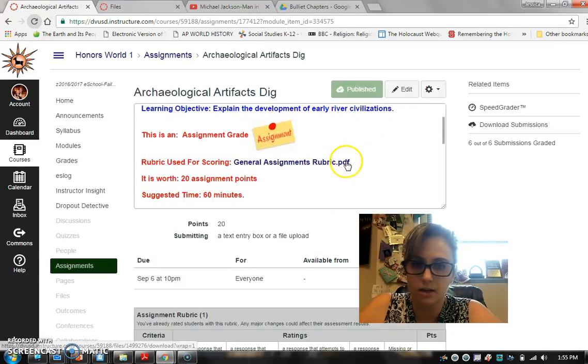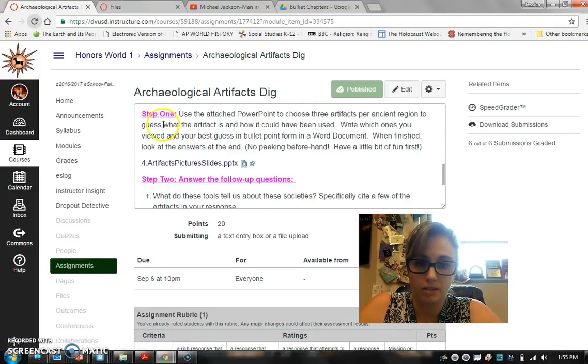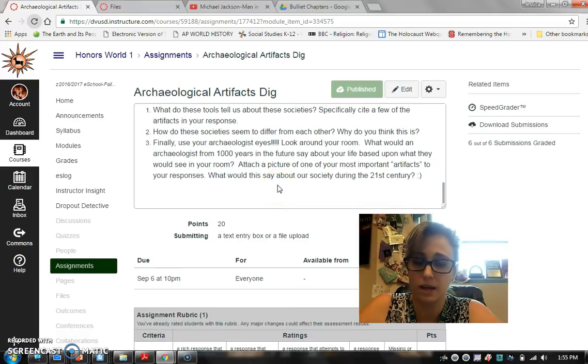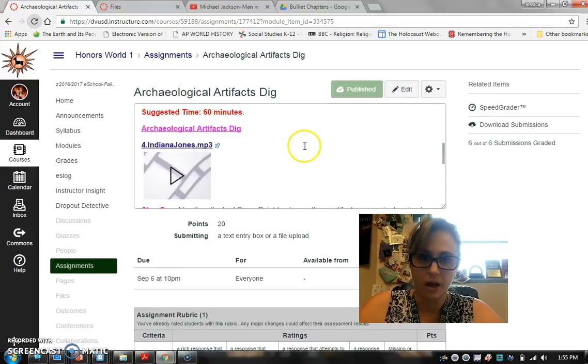little things like this. These are some of the assignments that they complete. They have steps for answering questions. This one's kind of fun. They have PowerPoint-like slides with pictures from actual archaeological digs, and they have to try and guess what their significance was to their society.